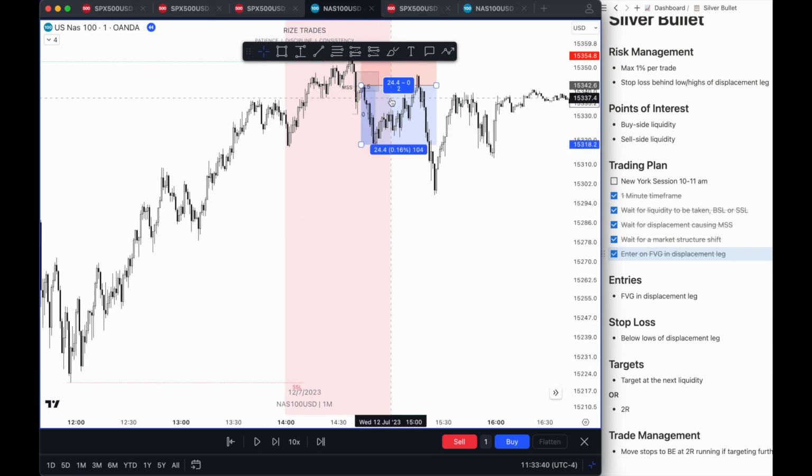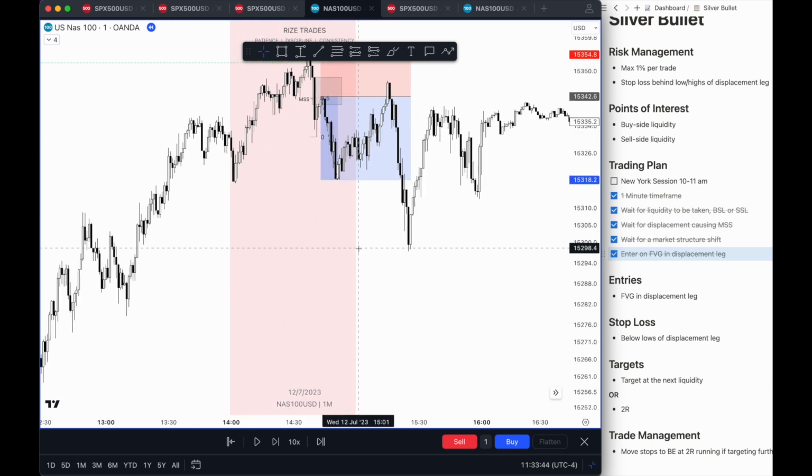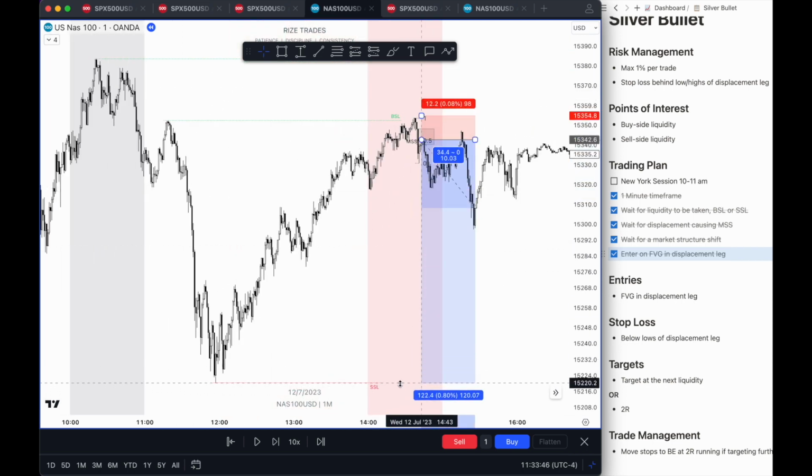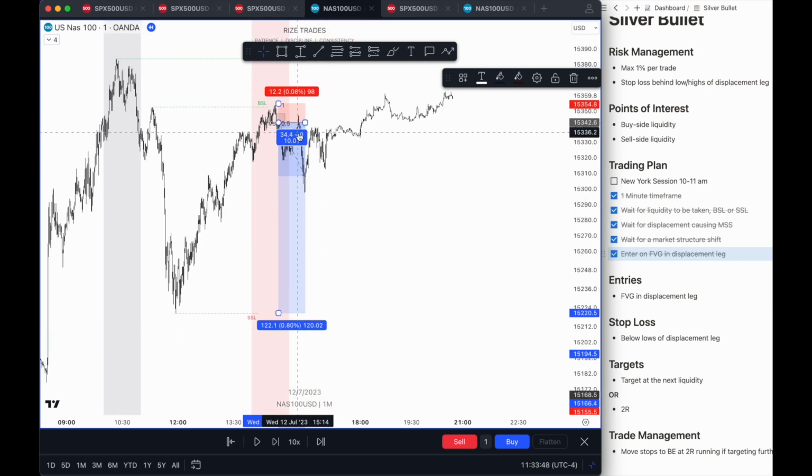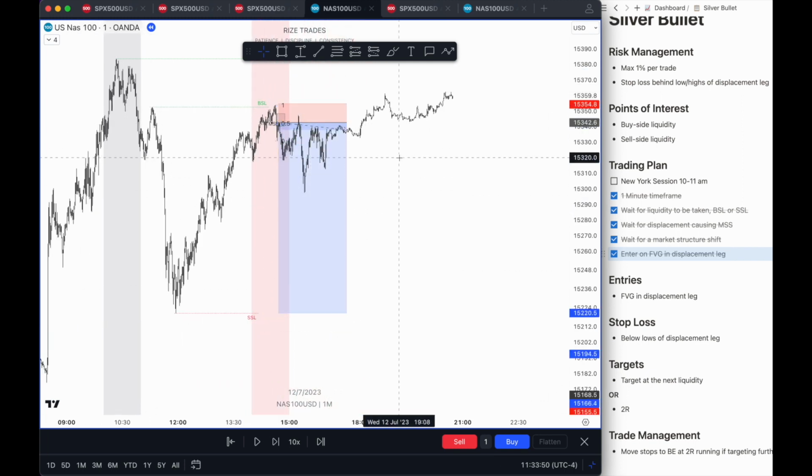And of course, this was the next liquidity, because this was the higher low that was formed here on this move up. If you really wanted to stretch it, it would have been all the way down at these lows, but price wouldn't have come there. So you would have then got taken out at break even anyway.